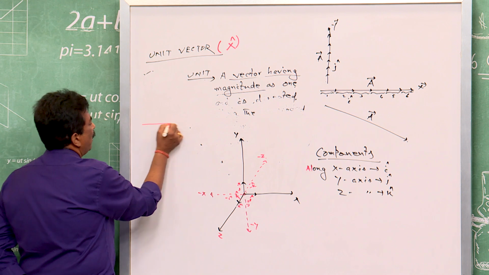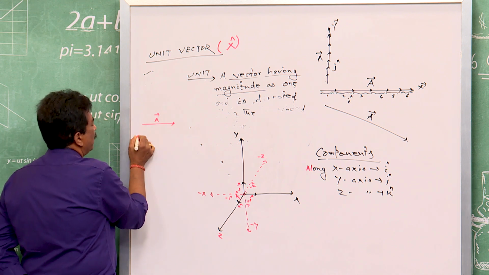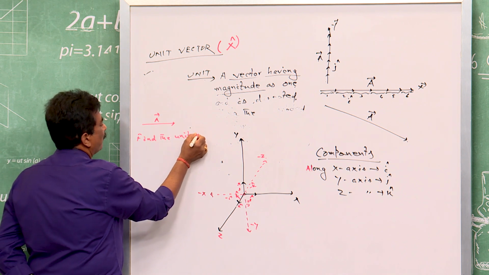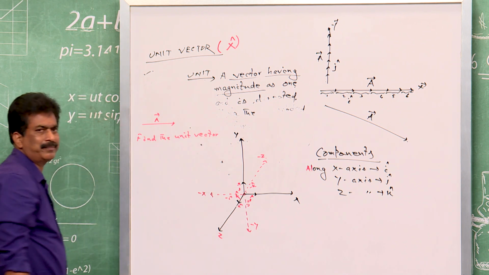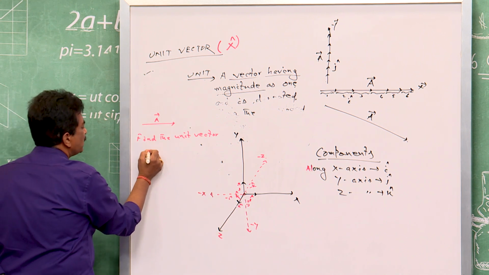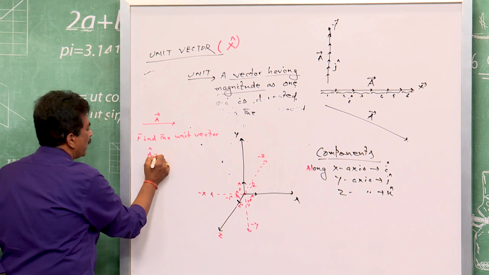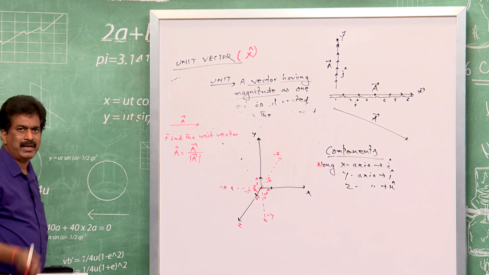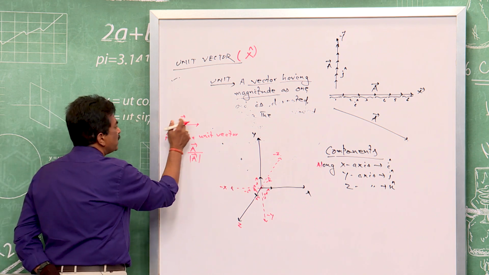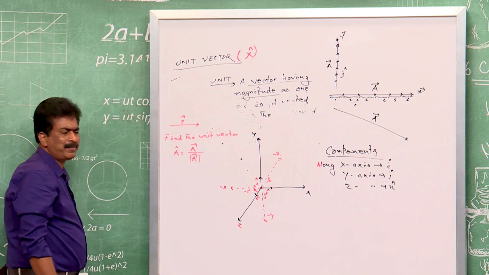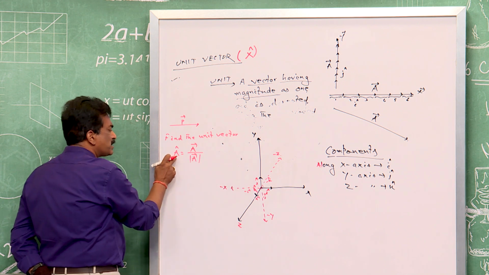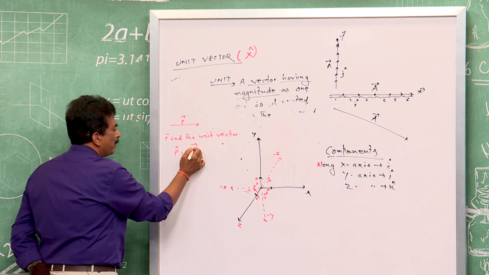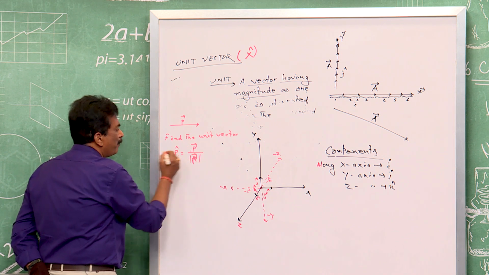Suppose the question is, this is a vector A, then find the unit vector. If this is the A vector, then its unit vector will be the A cap, and this A cap will be the A vector divided by the A vector mod. Instead of asking the question in this way, if this is a P vector, find the unit vector, it means instead of A you have to take P. So, P cap is equal to the P vector divided by the P vector mod.